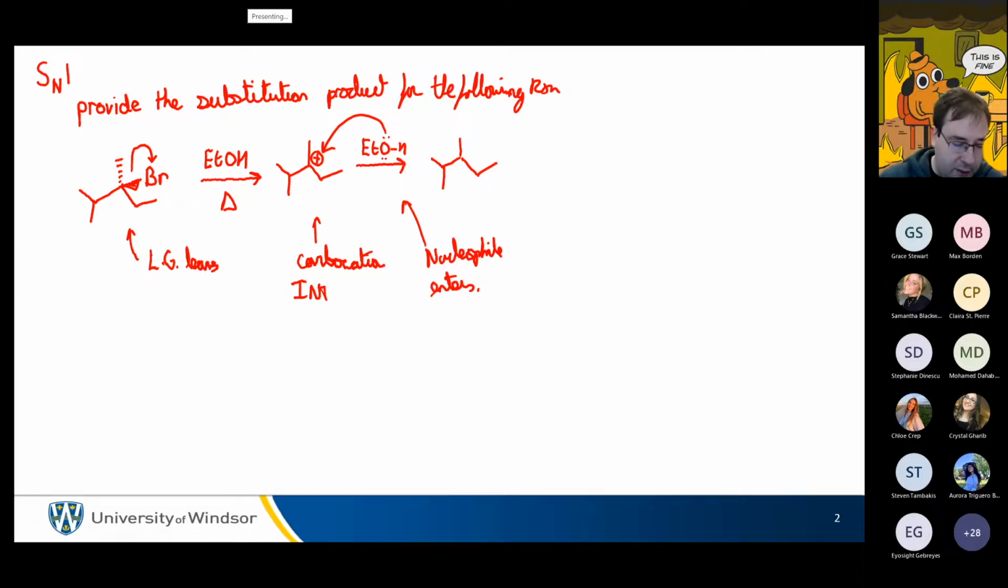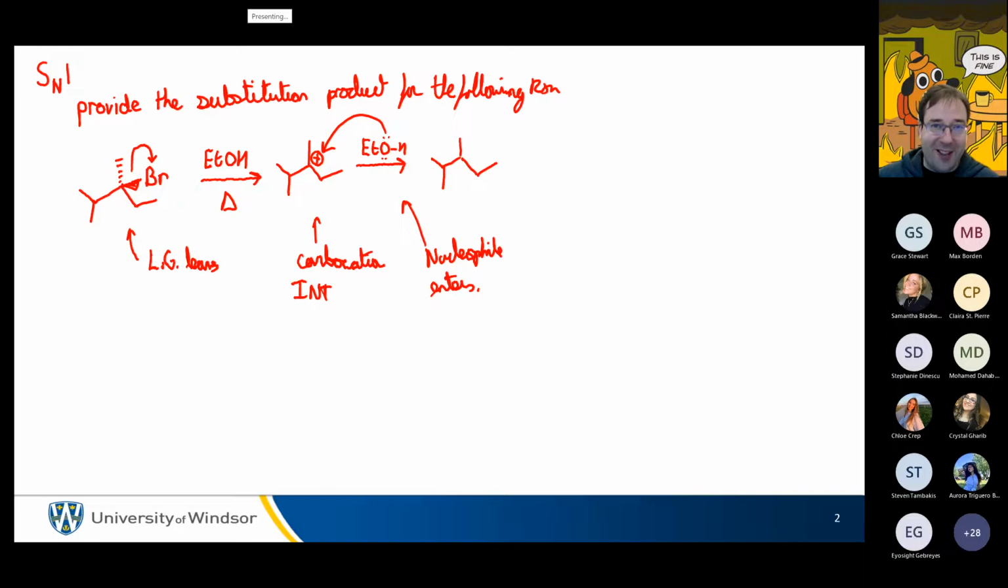Yeah, it says leaving group leaves. Okay, so leaving group leaves, carbocation intermediate forms, and now the nucleophile enters. So I guess the question I want to ask is, I drew stereochemistry in my starting material. Theoretically, you could assign R and S to that.